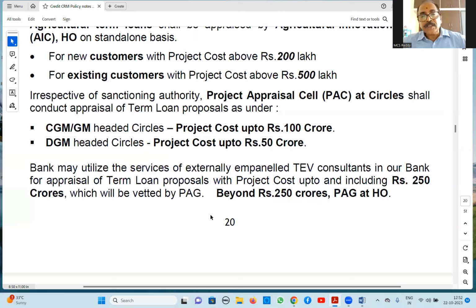Next, banks may utilize external empaneled people also. We call them TEV consultants. These are technically evaluating TEV consultants. So their services also we can utilize, but for project cost up to 250 crores only, we can utilize outsourcing. Beyond 250 crores, our own people, PAG at HO, they have to do project appraisal.